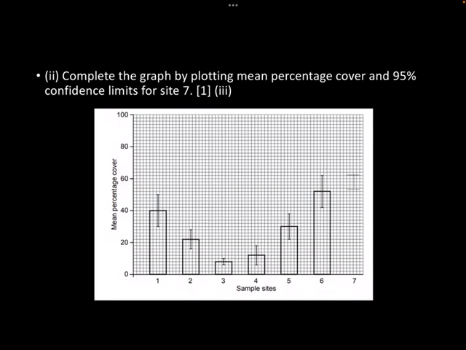The next part of the question then asks you to complete the graph by plotting the mean percentage cover, which was 58%, and then the 95% confidence limits. So we put in our graph and we have our confidence limits drawn in.